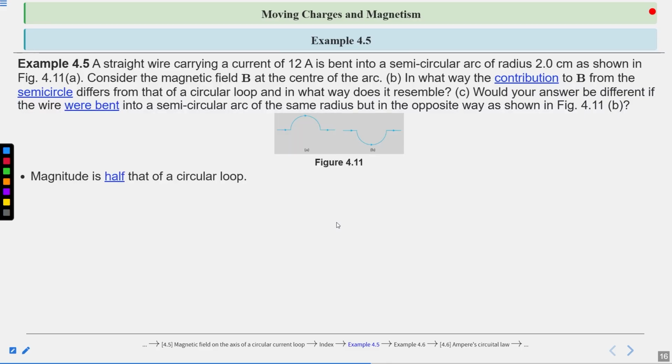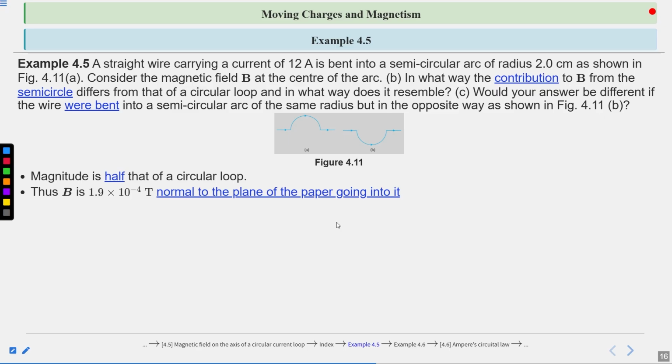Okay, so the magnitude is half as compared to the circular loop. Due to the complete circular loop, the magnetic field will be some B. Because the loop is becoming half, it is a semicircular loop, the magnetic field will also become half. So the magnitude of magnetic field is half as compared to the circular loop. So B is 1.9 into 10 to the power minus 4 Tesla, normal to the plane of paper, going into it.